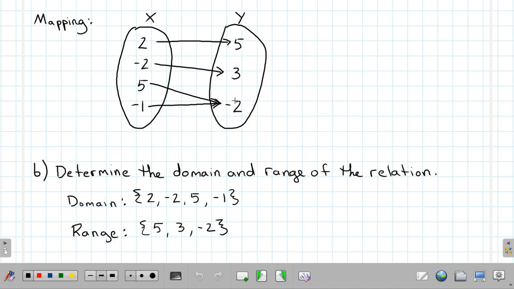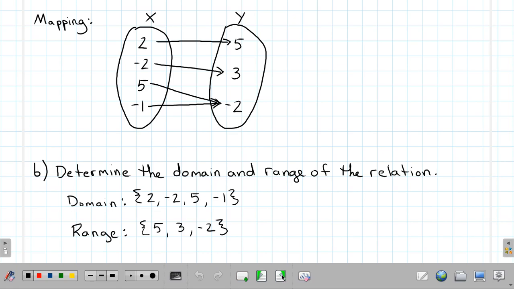And once again, notice we didn't repeat the -2. How we know there's a repeat is look how many lines are going to the -2. That means we have 2 ordered pairs with the y-coordinate of -2, okay? Because once again, each one of these lines is an ordered pair. 2, 5; -2, 3; 5, -2; and -1, -2, okay?